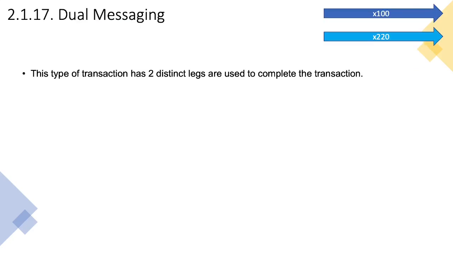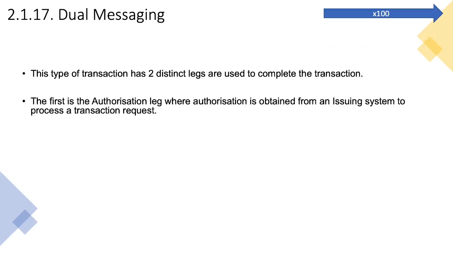Let's talk a bit about dual messaging, which is the other side of the messaging coin. So unlike single messaging, dual messaging has two distinct legs, and here we're separating the authorization leg from the settlement leg, right? So we're separating the leg where we decide whether to approve or decline a transaction from the leg that moves the funds into and out of accounts. So the first leg is the authorization leg, and it's obtained from an issuing system to process a transaction request.